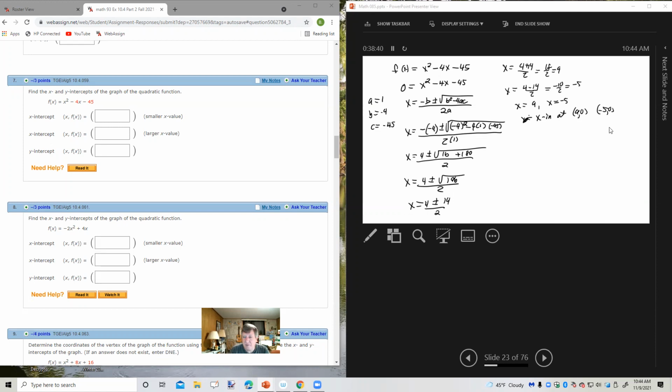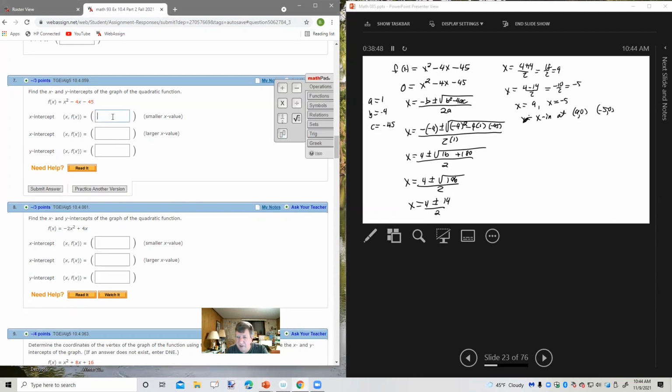There are 2 x-intercepts for this problem, but it says smaller x value, larger x value. So even if you get these right over here, but you put them backwards over here, WebAssign is going to mark them wrong. So negative 5, 0, okay? That's the smaller x value. And then 9, 0. Also, it's an ordered pair. Don't just put negative 5 or 9, okay?